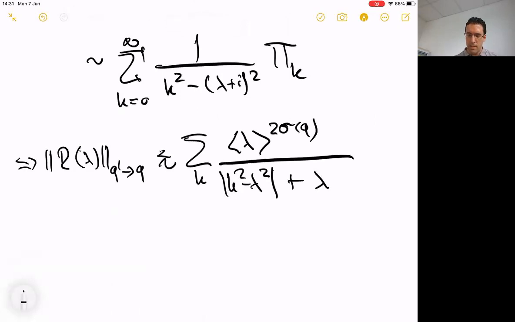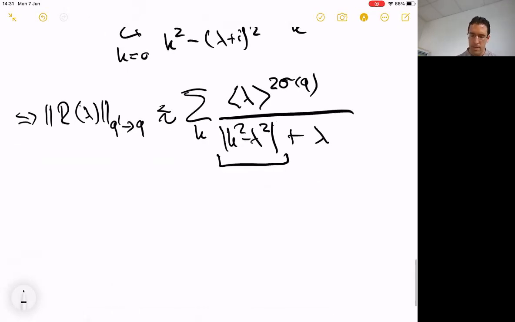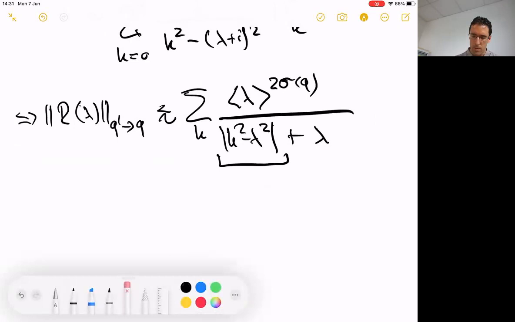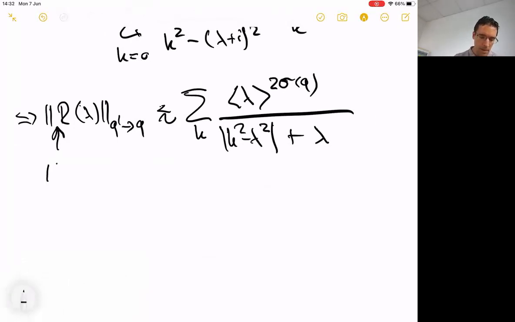So if you look at this sum, then in general, I didn't tell you what sigma q is, but sigma q is going to be something non-negative, and in general, this will be divergent. So you don't get what you want here. But if you look at an individual term, what you can do is you can insert here a projection to frequencies, let's say less than 2 lambda, right? And then you make this convergent.